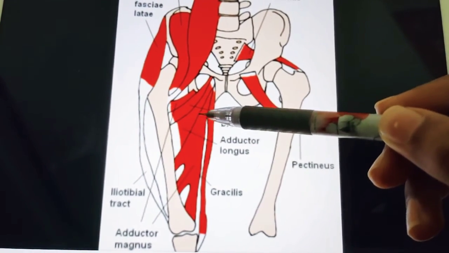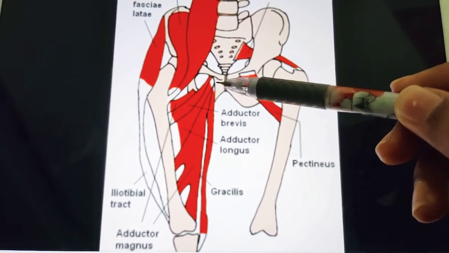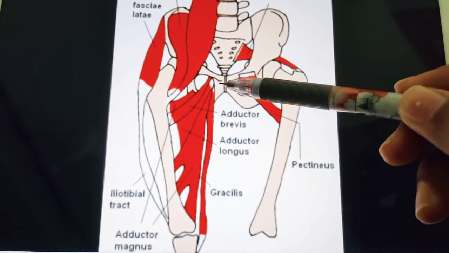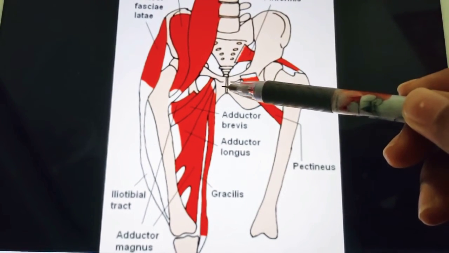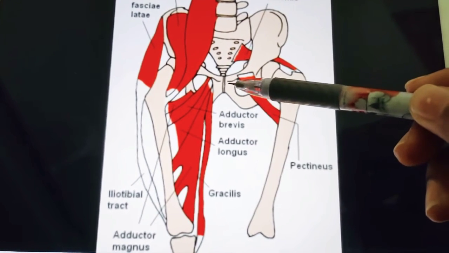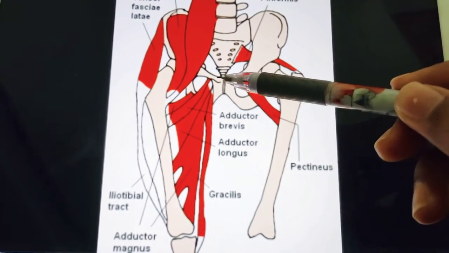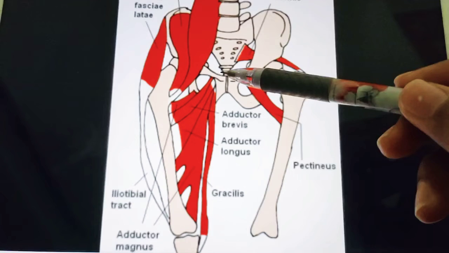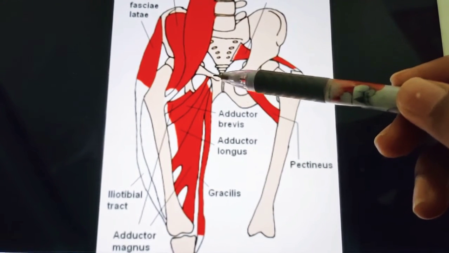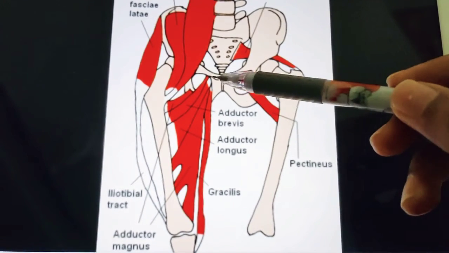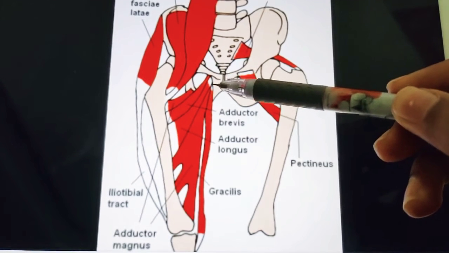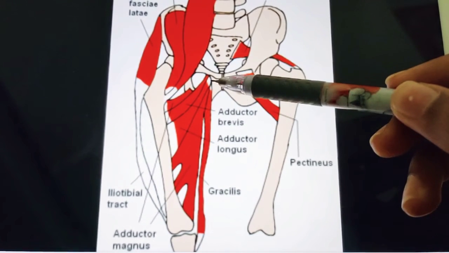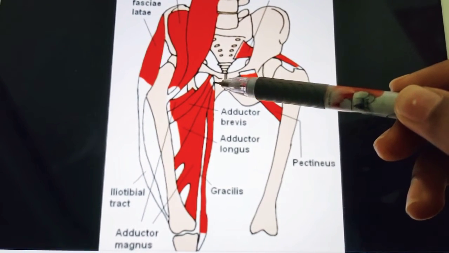So let us see its origin. It arises from a narrow flat tendon from the front of the body of pubis in the angle between the pubic crest and pubic symphysis. So this is the pubic symphysis, this is the pubic crest. You can see exactly the angle between the pubic symphysis and pubic crest, at the front of the body of pubis, you get the origin of adductor longus, right?